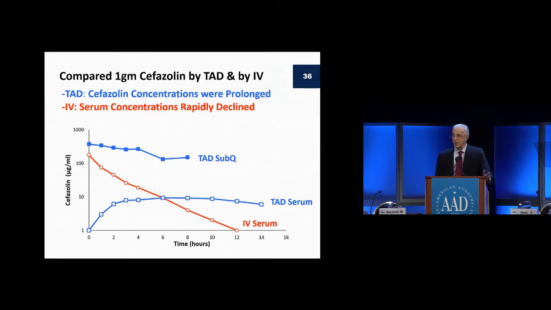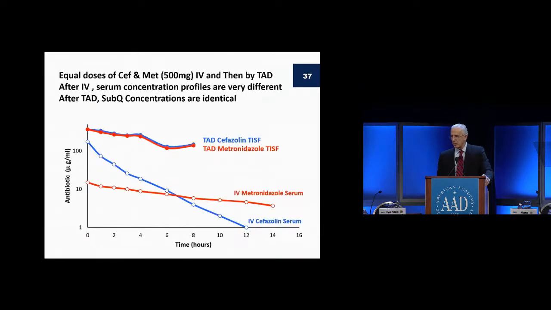And also interesting is the fact that as the cefazolin is being absorbed from its subcutaneous reservoir, it resembles a constant slow IV infusion of the drug, which also has some utility in preventing surgical site infections.